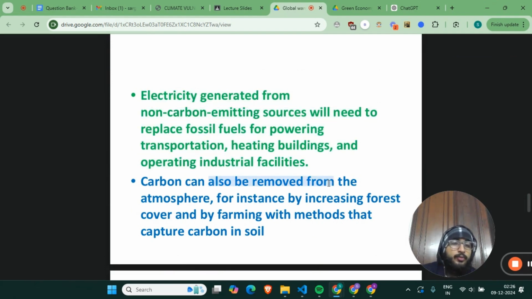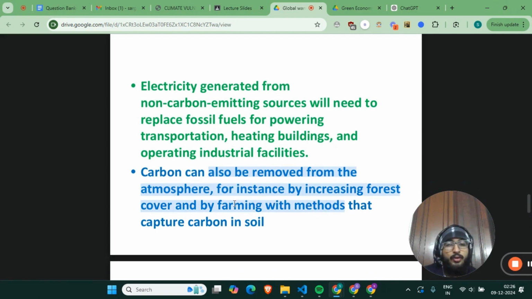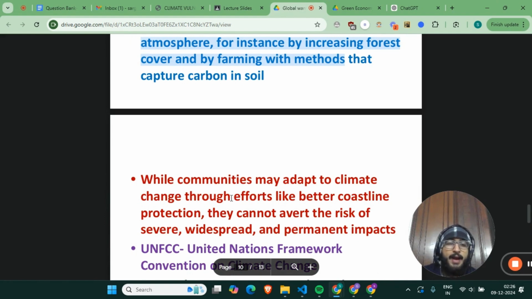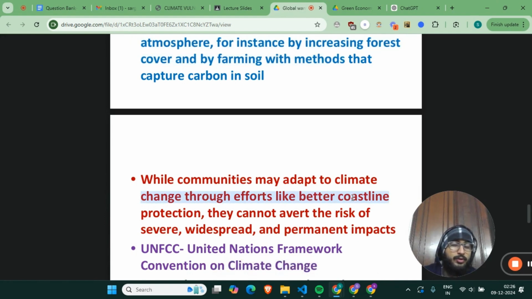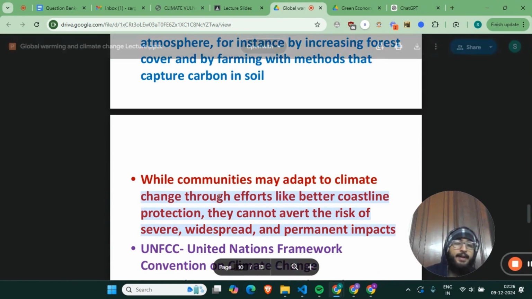Carbon can also be removed from the atmosphere, for instance, by increasing forest cover and by farming with methods that capture carbon in soil. While communities may adapt to climate change through efforts like better coastline protection, they cannot avoid the risk of severe, widespread, and permanent impacts.